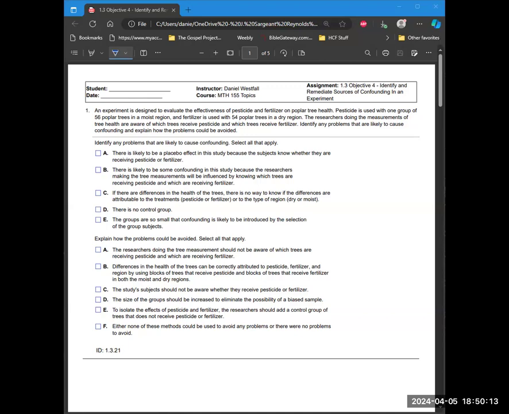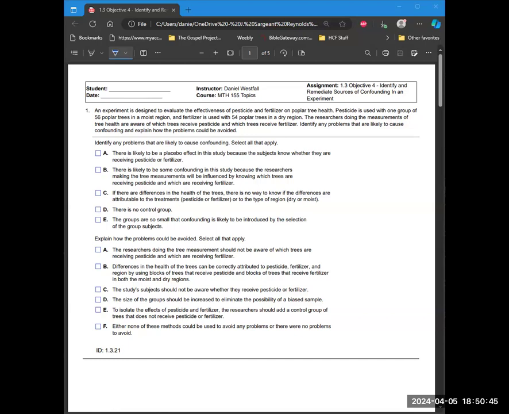So let's just go one by one here and see if these things could cause confounding. Option A says there's likely to be a placebo effect in the study because the subjects know whether they are receiving pesticide or fertilizer. Well, neither of the things here, pesticide or fertilizer, are placebos. They're both treatments of different kind. So that's not the correct answer.